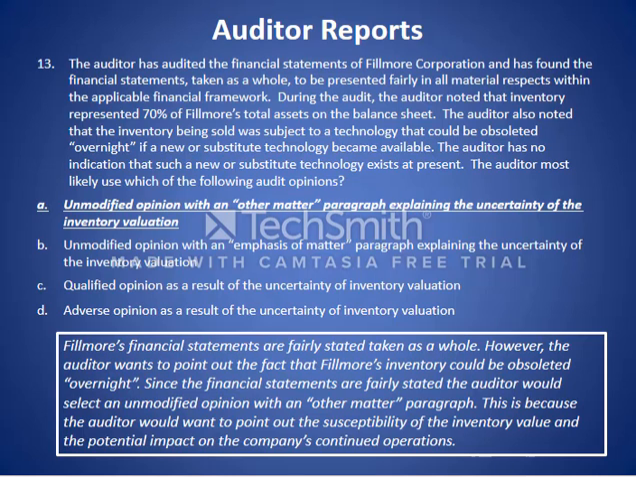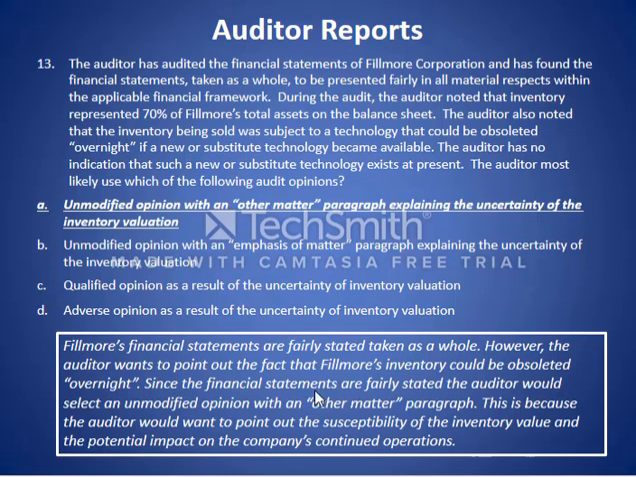If the information was inserted or located within the financial statements, the auditor would normally issue an emphasis of matter paragraph. And as I say here in the explanation, Fillmore's financial statements are fairly stated taken as a whole, as we talked about. However, the auditor wants to point out the fact that Fillmore's inventory could be obsoleted overnight. They want to point that out, but there's no reason to say it is, because there is no indication that there's been this new technology implemented or invented.